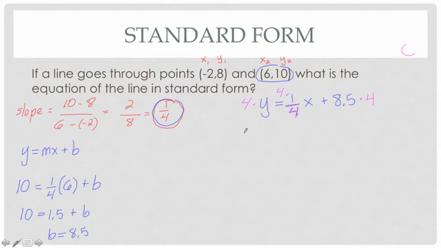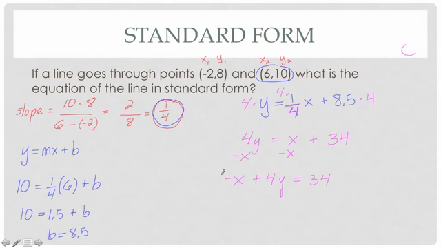And what do we have? We now got 4 times y. 4y equals 4 times 1/4, which just turns into 1, so I just have 1x, plus 8.5 times 4 is going to be 34. All right, all integers. I like that. Now I need to have x and y on the same side, so I'm going to subtract an x from both sides and move it over there on the left. So we've got negative x plus 4y equals 34. I'm almost done. I'm getting really close.